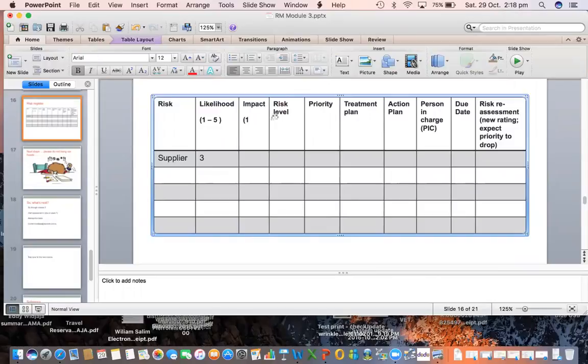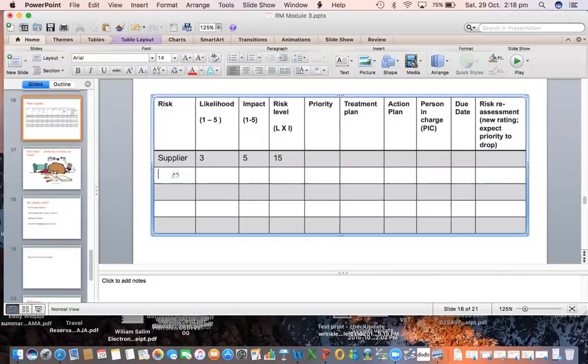And impact would be another 1 to 5. If that happens, what will the impact be? Well, a new product cannot be launched on time. The impact is quite high, because we are losing $10 million, for instance. So it's 5. Risk level is where we multiply likelihood and impact. So 3 by 5, that means 15. That's the level of risk.